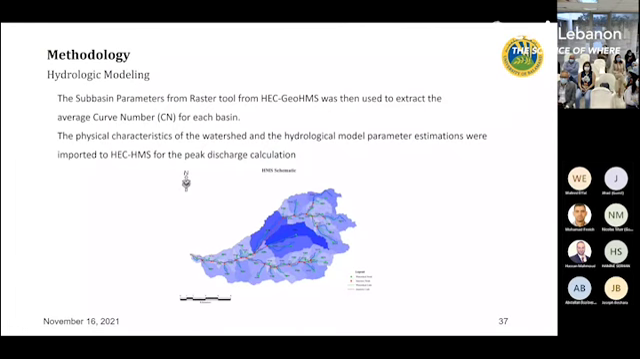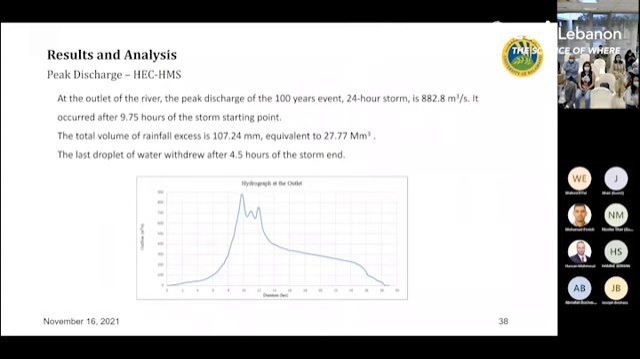Here we have the sub-basin parameters, for each junction and each sub-basin, using HEC-GeoHMS. We extracted all the data for the CN for each basin, and then we used them in HEC-HMS to get the peak flow. Here is the peak discharge for the 100-year event, 24-hour storm.